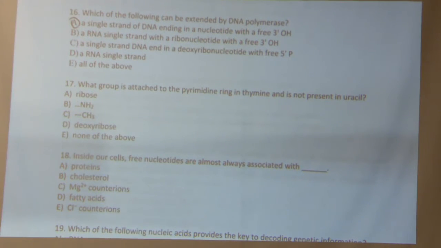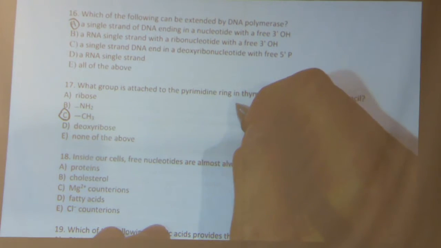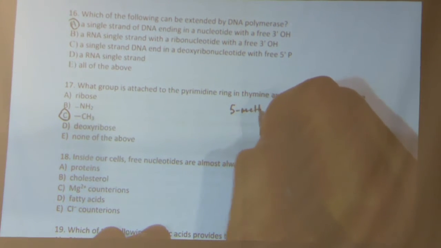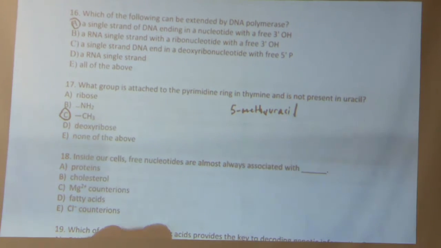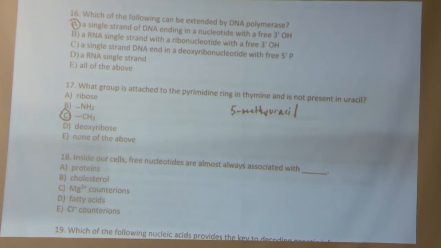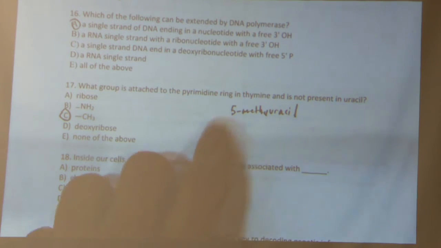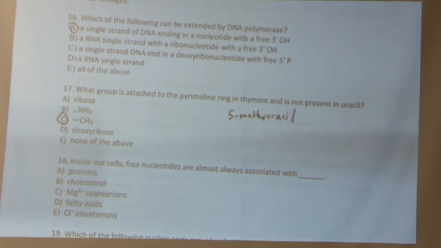Number 17. Which group attached to the pyrimidine ring in thymine is not usually present in uracil? C is the correct answer. So what is another name for thymine? 5-methyl-uracil. So if you look at the molecule of uracil, the only difference is at position 5, where we have a methyl group.